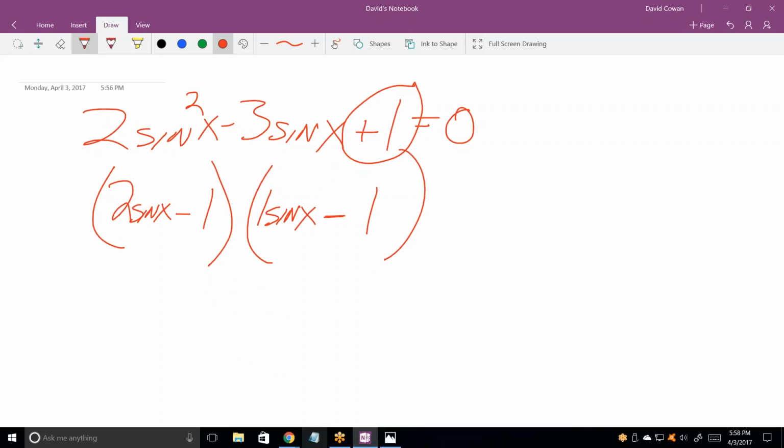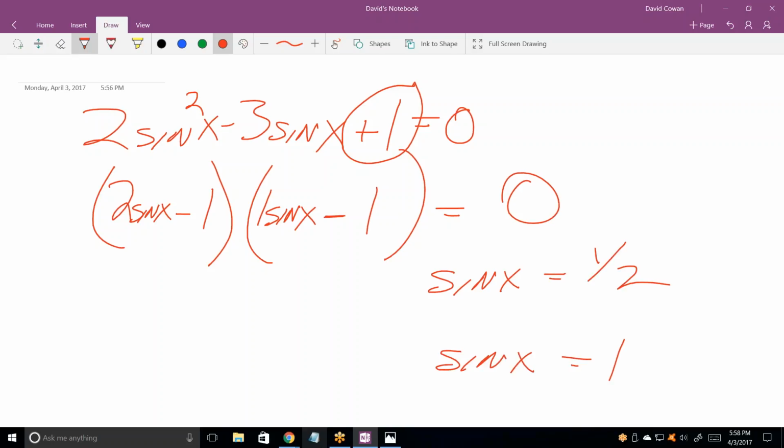Now, take the next step, which is setting each one equal to 0. So you get sine x equals 1/2 from the first one. And the other one, you get sine x equals 1. And again, this one only happens at pi over 2, and multiples of pi over 2. Whereas this one happens at pi over 6, 5 pi over 6, and multiples of that.